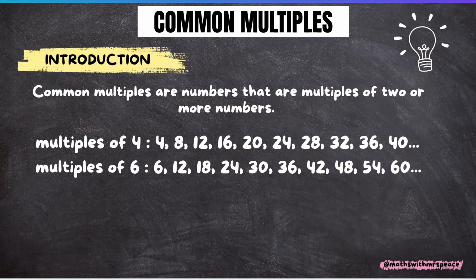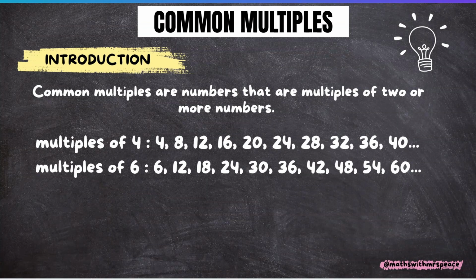For example, we have multiples of 4 and multiples of 6 on our screen. To find the common multiples of these two numbers, we're going to look at the lines of multiples and find which numbers appear on both lines. We have 4, 8, 12, 16, 20, 24, 28, 32, 36, and 40 as the first 10 multiples of 4. We also have 6, 12, 18, 24, 30, 36, 42, 48, 54, and 60 as the first 10 multiples of 6.